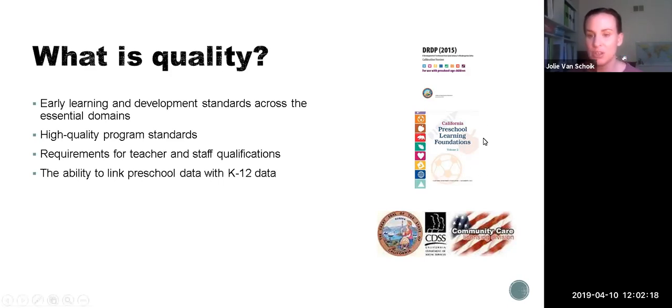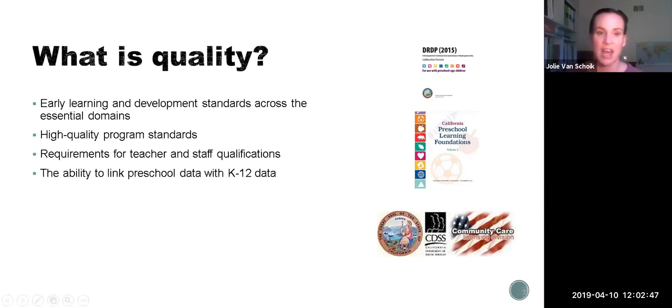We have our preschool learning foundations. This is also another kind of benchmark or standard that we have within California of things that we want children to be learning. And then we have at the very bottom our community care licensing, which is very, very important. They are the ones that keep us in business and allow us to have our license and our permits and things like that. They are the ones that come into our programs and make sure that we have a healthy and safe program. That's primarily what they're concerned about, is healthy and safe programs.